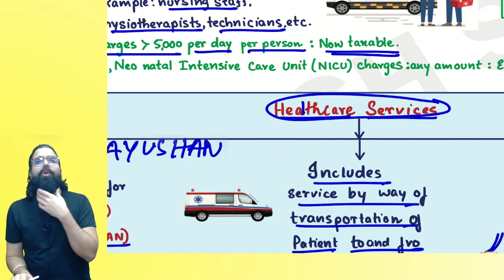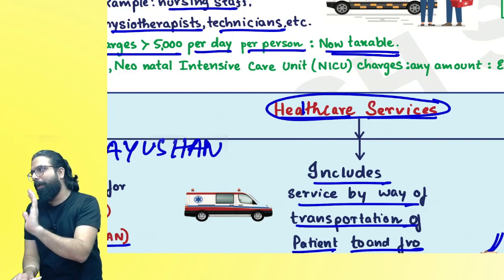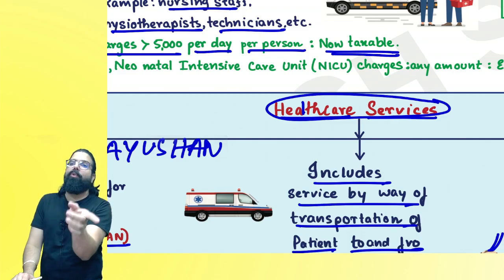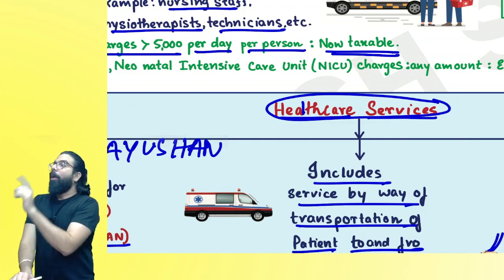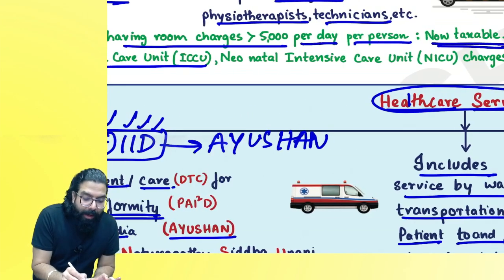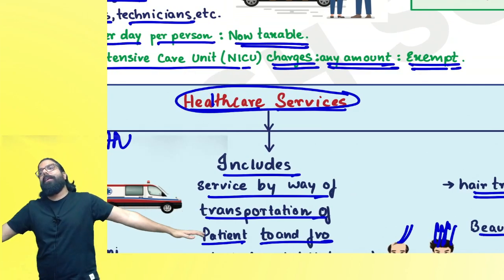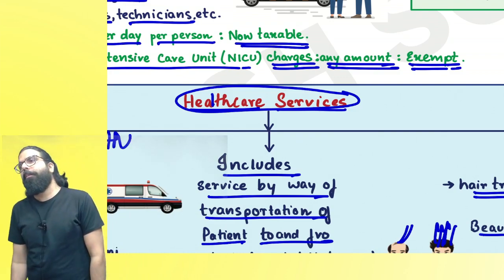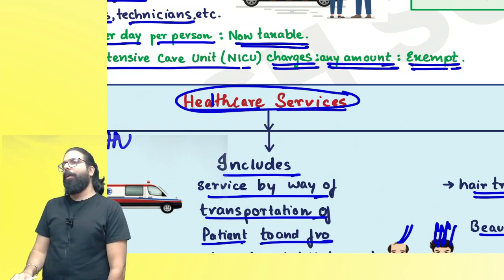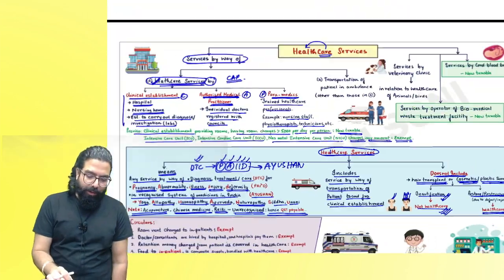But you know what? For ICU, NICU, when one person is admitted, generally the charges are more than 5,000 per day. Government is telling, a person doesn't admit himself to an ICU by choice. Correct or not? Hence, government told that in case of ICU, ICCU, NICU, all the charges taken, any amount, will always be exempted. But room rent more than 5,000 is taxable. In the exam, you'll remember, up to 5,000 is exempt.